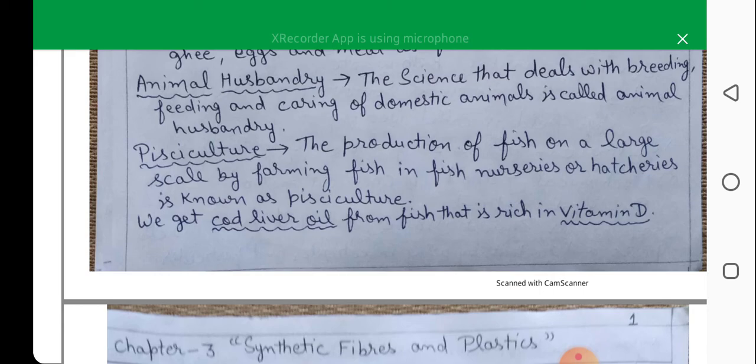Pisciculture, the production of fishes on a large scale by farming fish in fish nurseries or hatcheries, is known as pisciculture. We get cod liver oil from fish, which is rich in vitamin D and proteins. So, in this video, we have completed chapter 1, crop production and management.